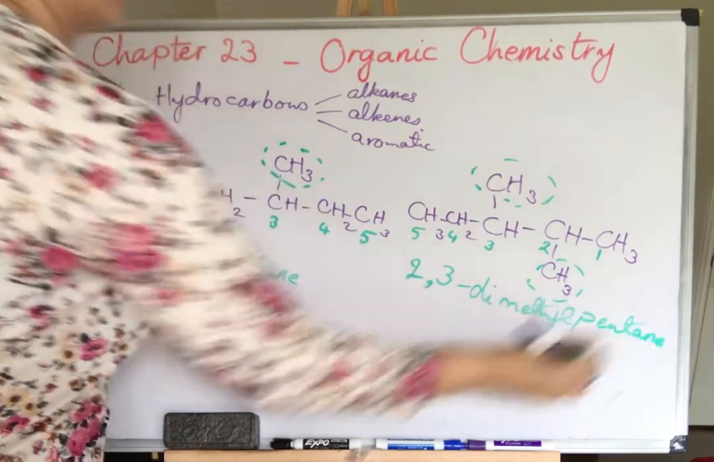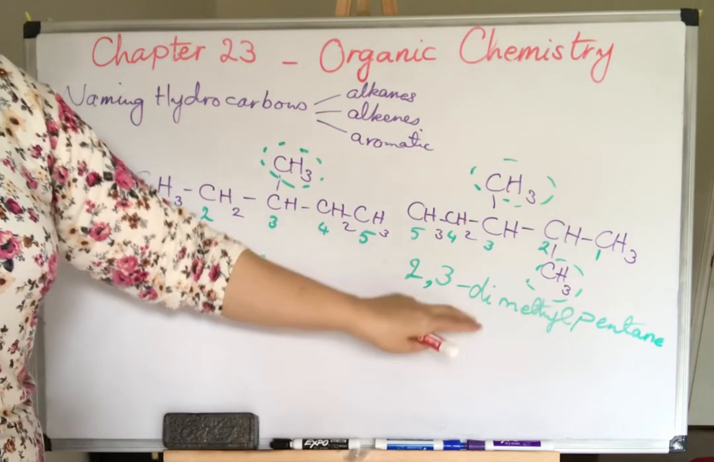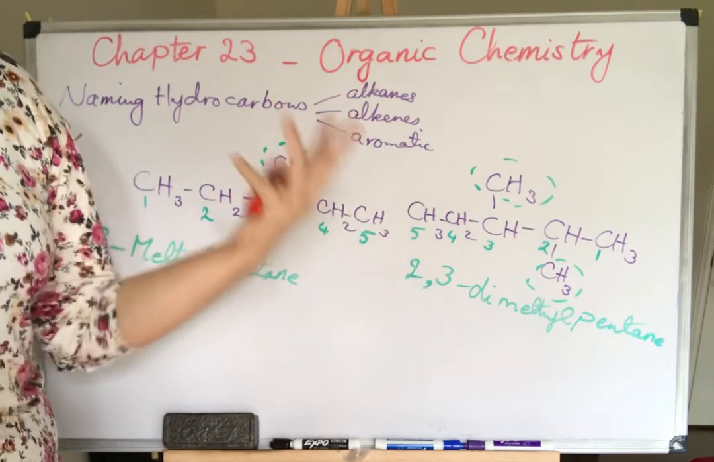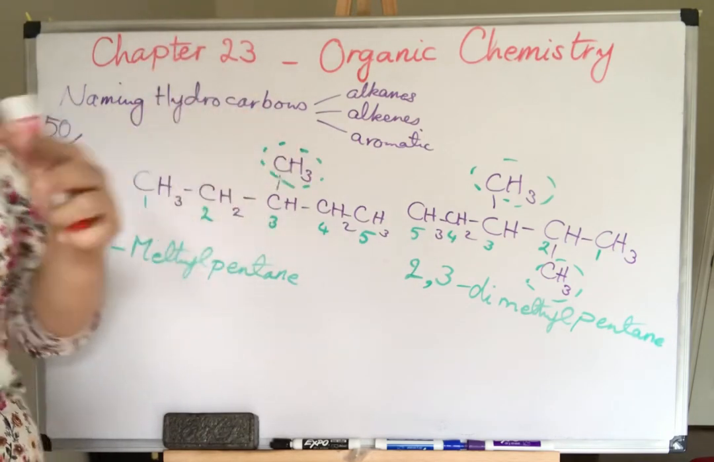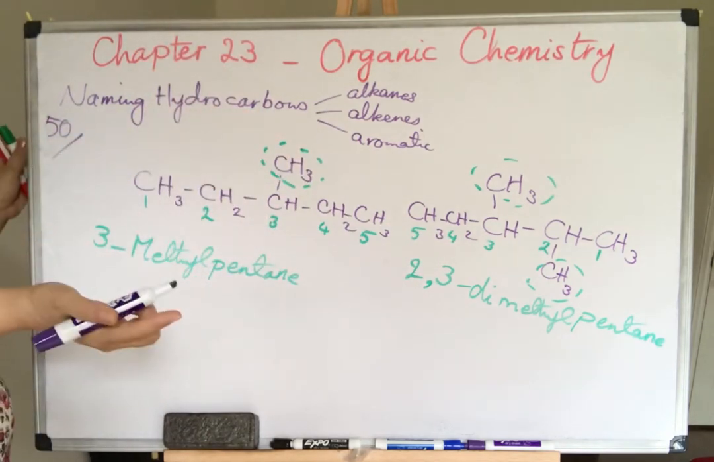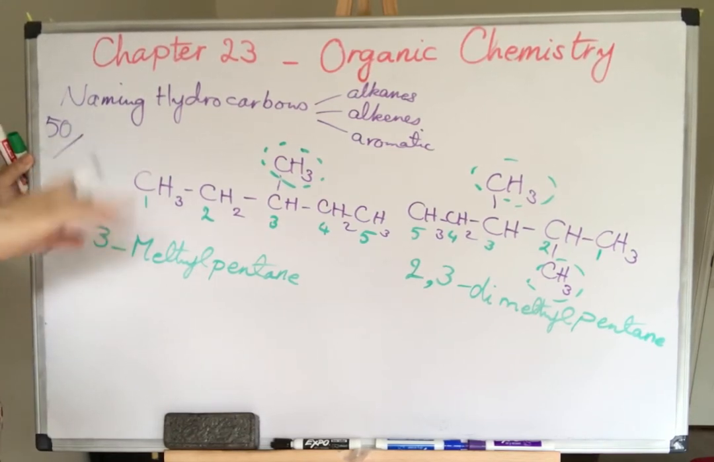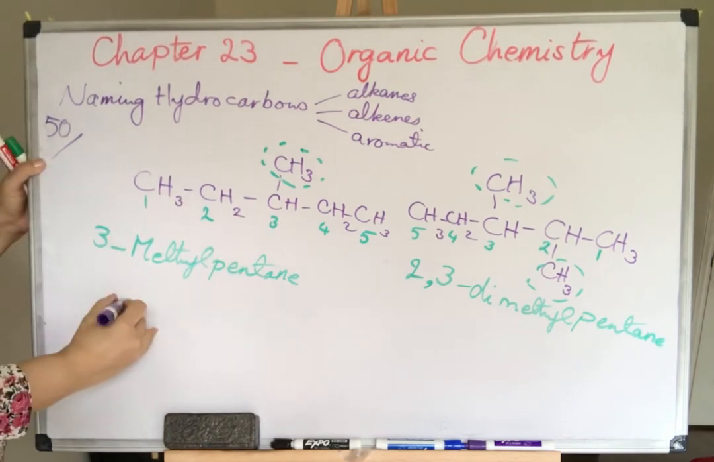Okay? So whenever your branches are exactly the same, you need to bring a prefix, di. If you had 3 methyl groups, you would say tri. If you have 4, you would say tetra. If you have just 1, you have 1 number and you're not worried about it. You don't bring mono. What if our branches are not the same?